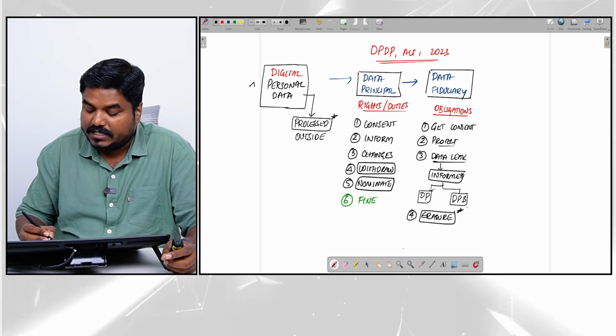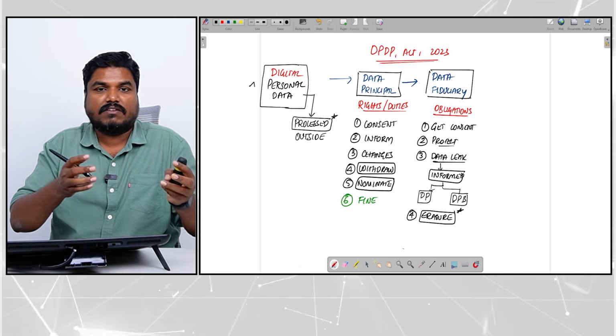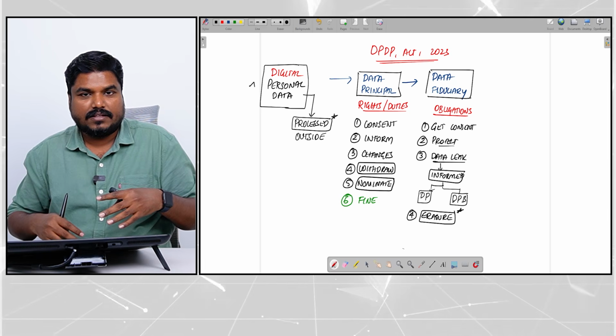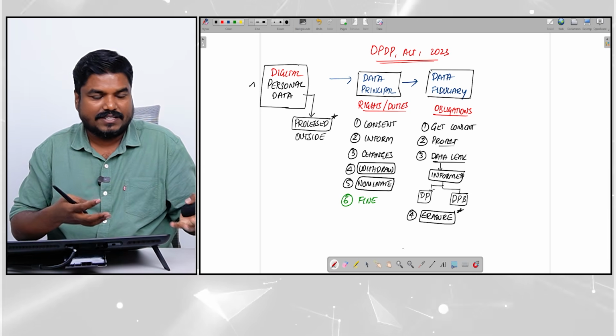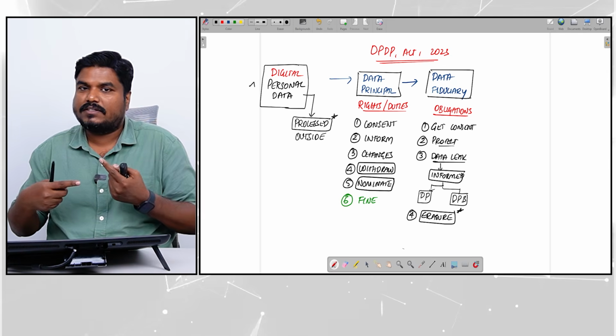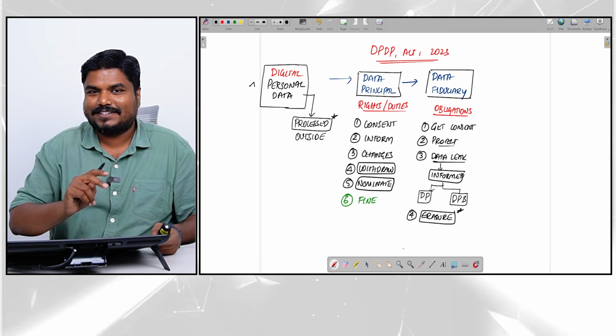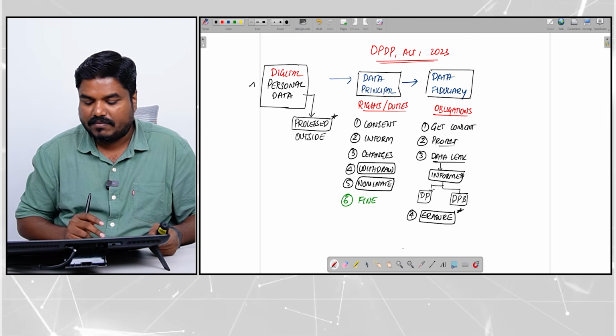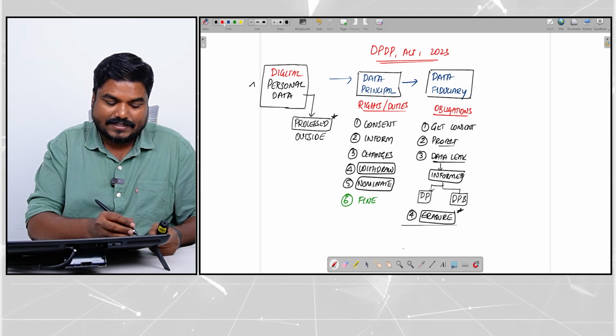But this erasure condition is not for the government. If government is collecting your data, for example, census data is there. A lot of data government is collecting. Now government will process it. Government need not erase it. This erasure condition is not for government. Similarly, there are some exemptions.